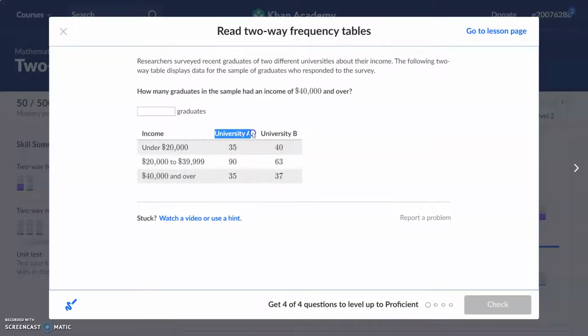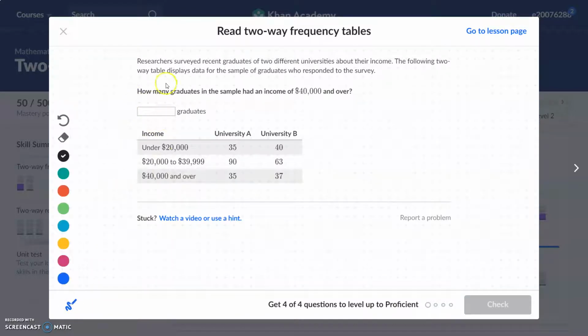We have two universities again, University A and University B. And then you have three categories for income. That's just how much money they make. So under 20,000, between 20,000 and 39,999, and 40,000 and over. So let's see what the question asks. There we go. How many graduates in the sample had an income of 40,000 and over?